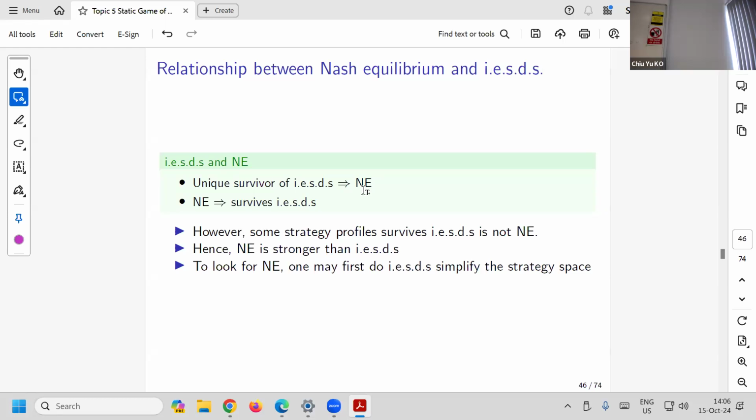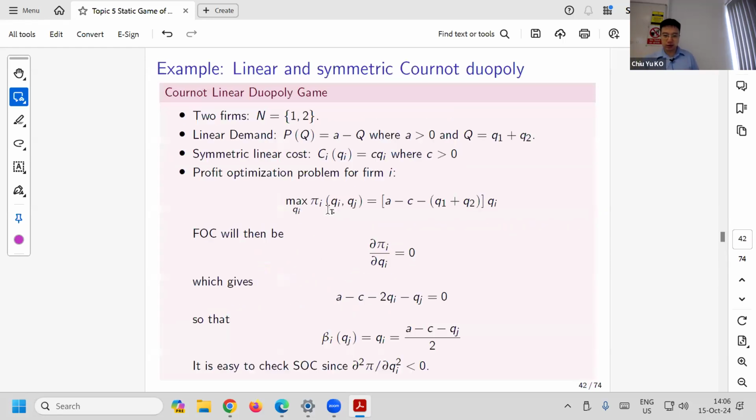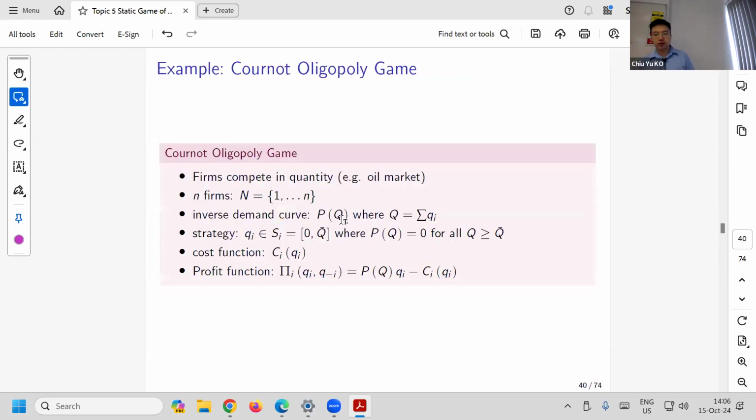That means that if you want to solve for Nash equilibrium, we can first do elimination to make the game simple, and then solve the Nash equilibrium we find. So actually, in some sense, that is what I do when we write this. If we care about Nash equilibrium, this assumption can be made without loss of generality, right?